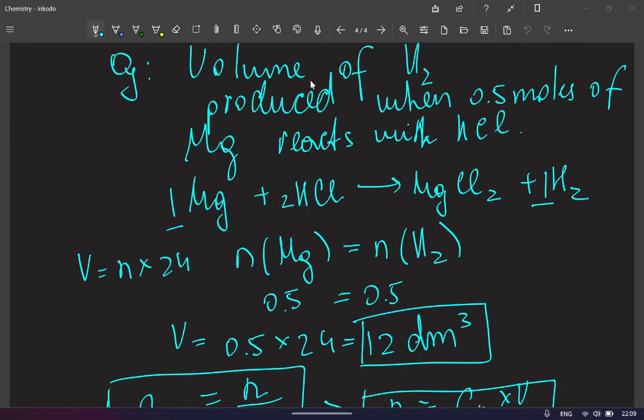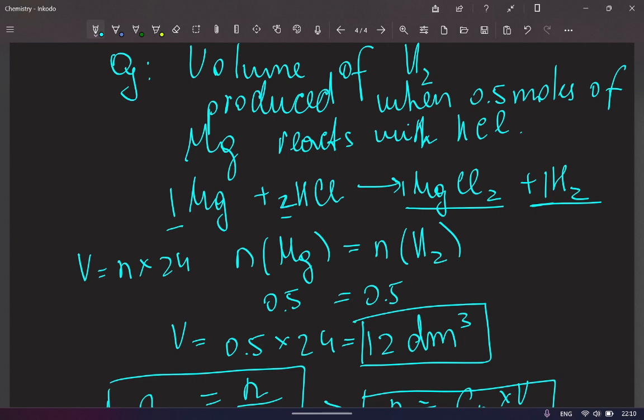So let's just consider the following question. Volume of hydrogen gas produced when 0.5 moles of magnesium reacts with HCl. First of all, as I've said before, we need to construct a balanced equation here with correct coefficients of reactants and products. So we have 1 mole of magnesium reacting with 2 moles of hydrogen chloride to produce 1 mole of magnesium chloride and 1 mole of hydrogen gas.